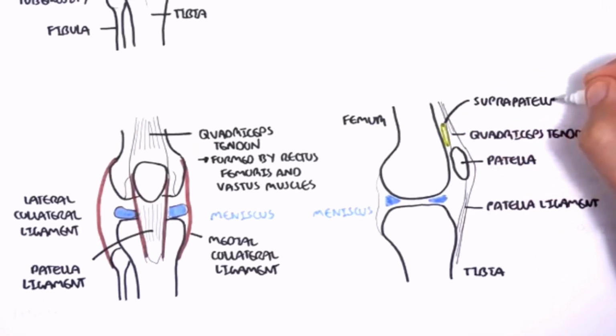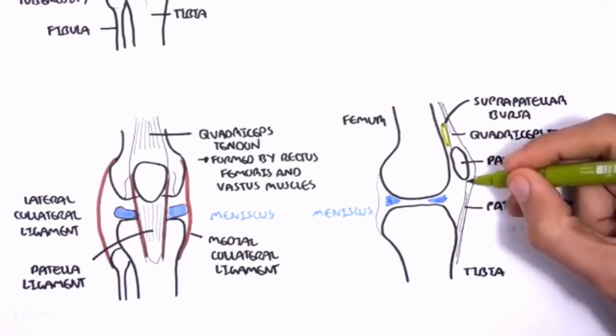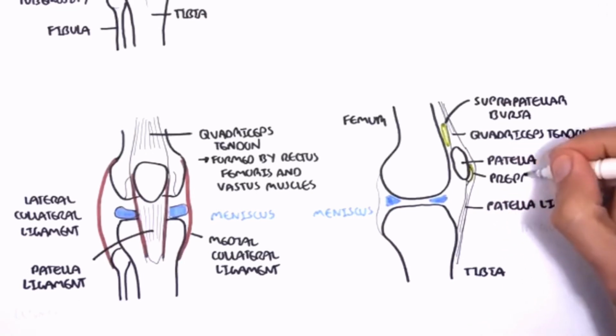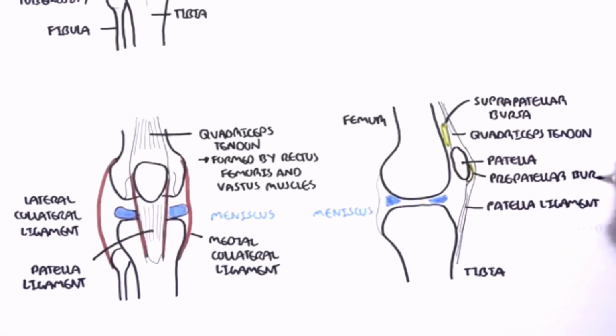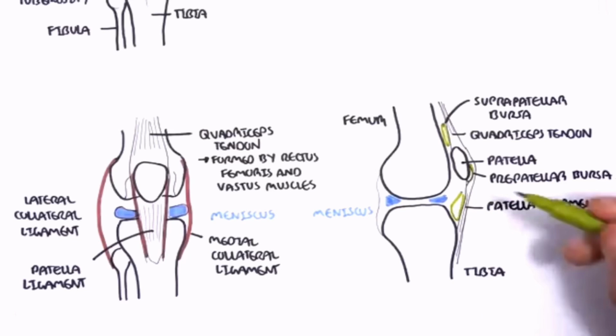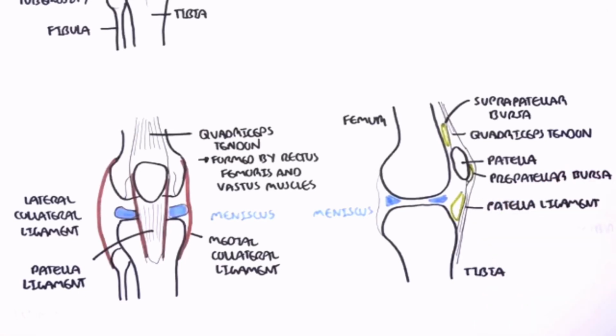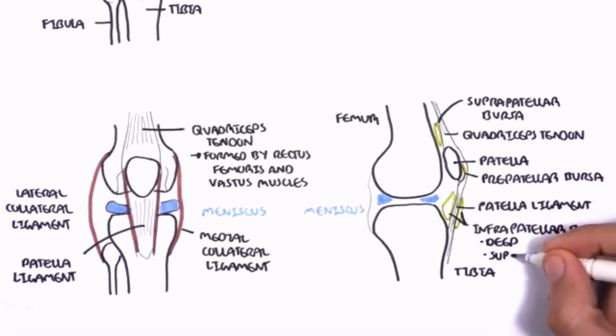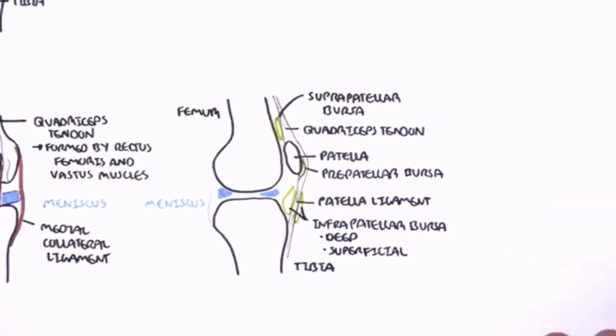Here are some common ones: the suprapatellar bursa, found above, supra, the patella; the prepatellar bursa, found on top of the patella bone, below the tendons and skin; and then you have your infrapatellar bursa, which is below the patella. And there are actually two, one deep and one superficial infrapatellar bursa.